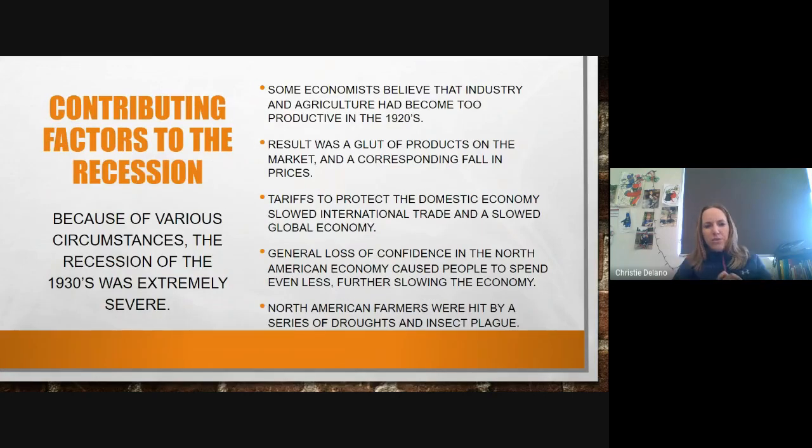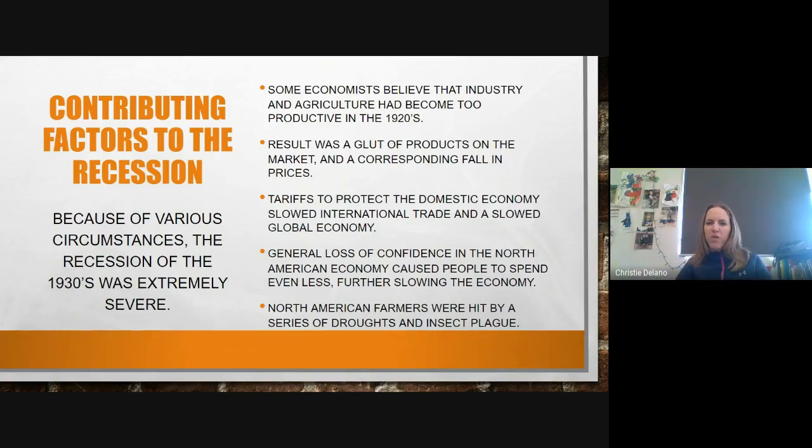So, factors that contribute to this recession, right? There's a number of factors that all kind of line up at the same time. Some economists believe that industry and agriculture was just too strong. It had become too productive, too good. As a result, you have this massive amount of products on the market, and now they're all falling in prices.